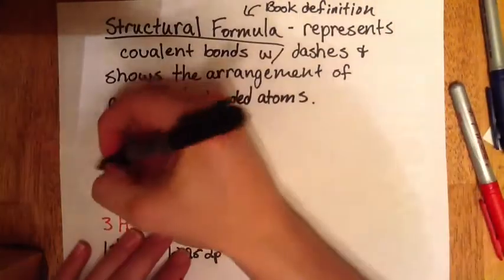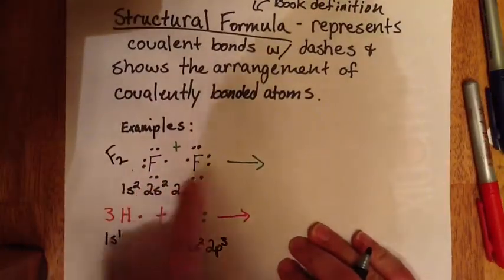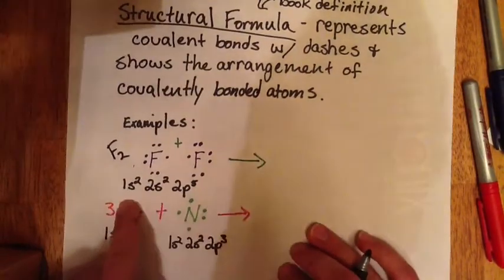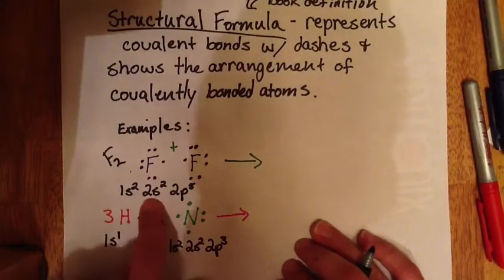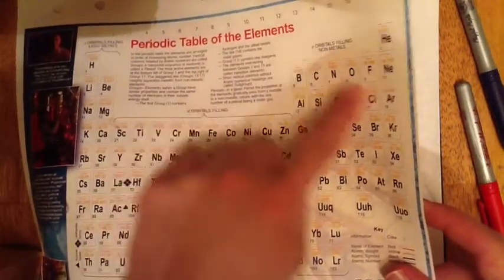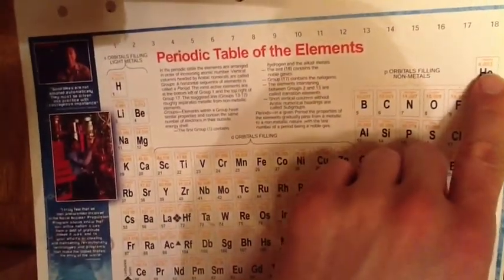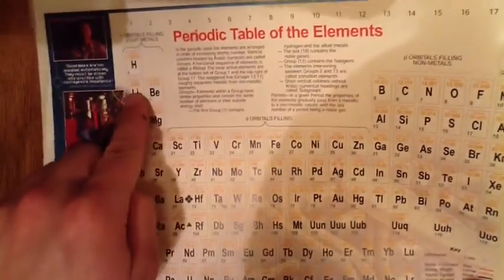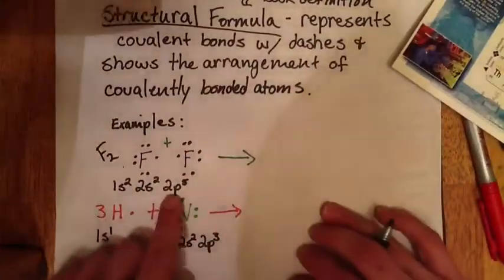So let's pair up F2. We're going to make F2. We have one fluorine and another fluorine. The electron configuration of fluorine is 1s2, 2s2, 2p5. Remember, fluorine is in the P block over here. He had the first S filled up, then 2s filled up, and now he's over here in the P block. 1, 2, 3, 4, 5. He has 5 in the P block, and that's what we drew right here.